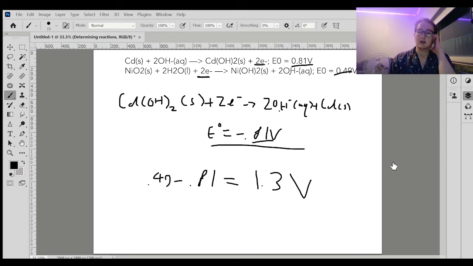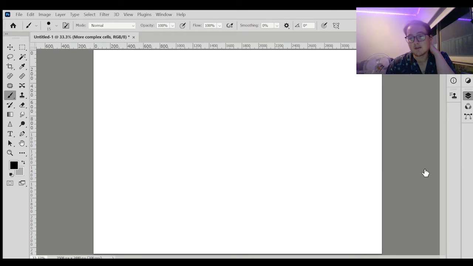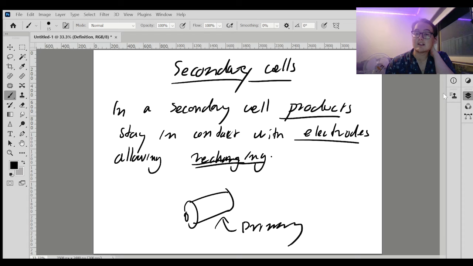Alright, so yeah, relatively easy question, even though that was supposed to be for the complex cells. Alright, it's a bit annoying, this one, since strictly speaking, electrolytic cells aren't until next area of study, but we're learning them now for some reason. Well, I'm not going to argue. Alright, in a secondary cell, products stay in contact with the electrodes, which allows recharging.